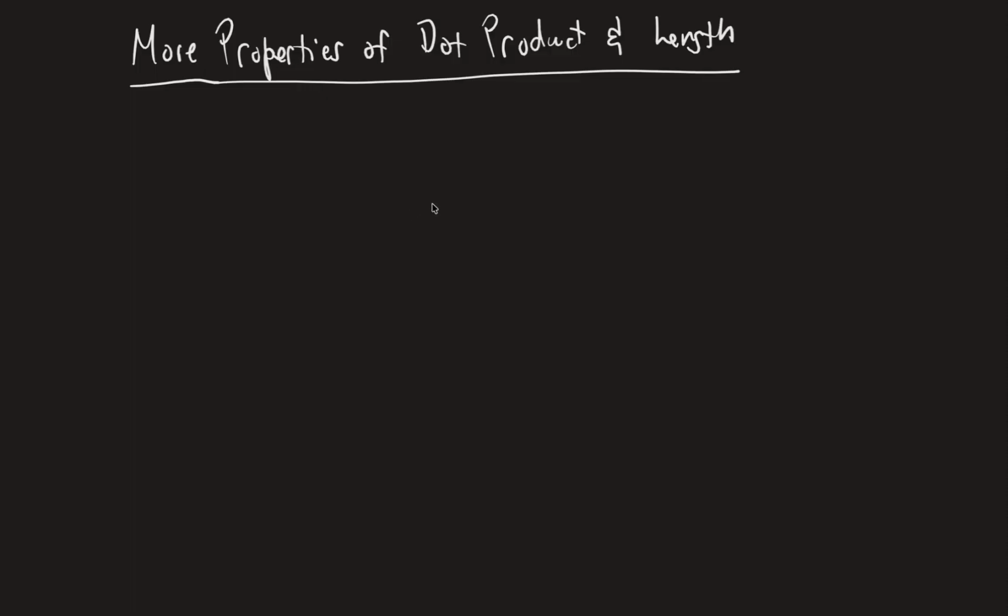Welcome back. In this video, we're going to take a look at some other properties that relate the dot product and the length or magnitude or norm of vectors. Let's just pick up with the result that we previously established, the idea of the angle between two vectors. If u and v are both non-zero, then theta, the angle between them, we can find by using this ratio.